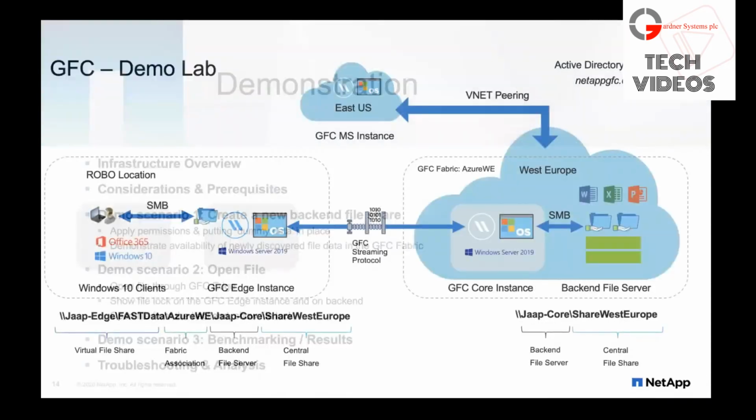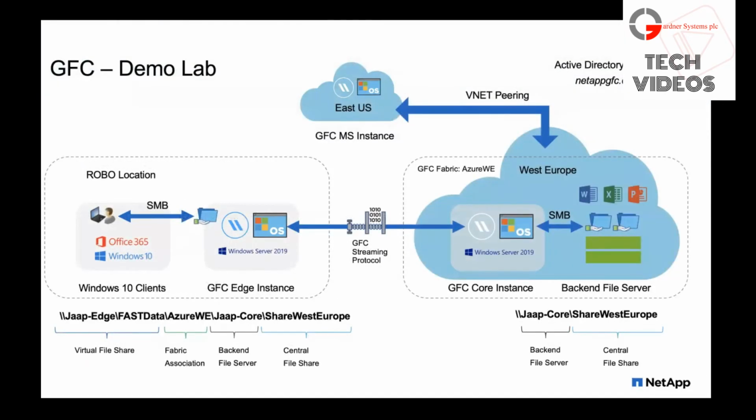But first of all, in order to elaborate on what we discussed, we have a centralized storage platform, which is called the backend file server. That could be Cloud Volumes ONTAP, Cloud Volumes Service, or ANF. Then you deploy the GFC core instance on a Windows Server VM next to that central repository, in this case in the West Europe Azure data center. And then you deploy your GFC edge instance, and you have your Windows 10 clients on the left-hand side in your robo location accessing that data.